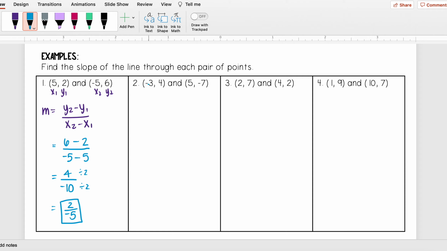Okay, go ahead and pause the video. I want you to try to use the slope formula to find the slope between -3, 4 and 5, -7. When you think you have it, go ahead and press play.